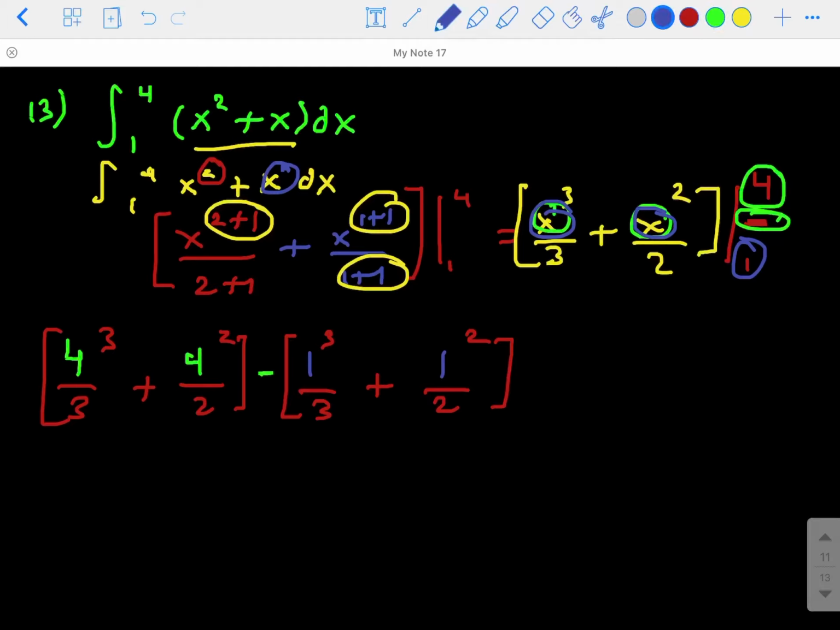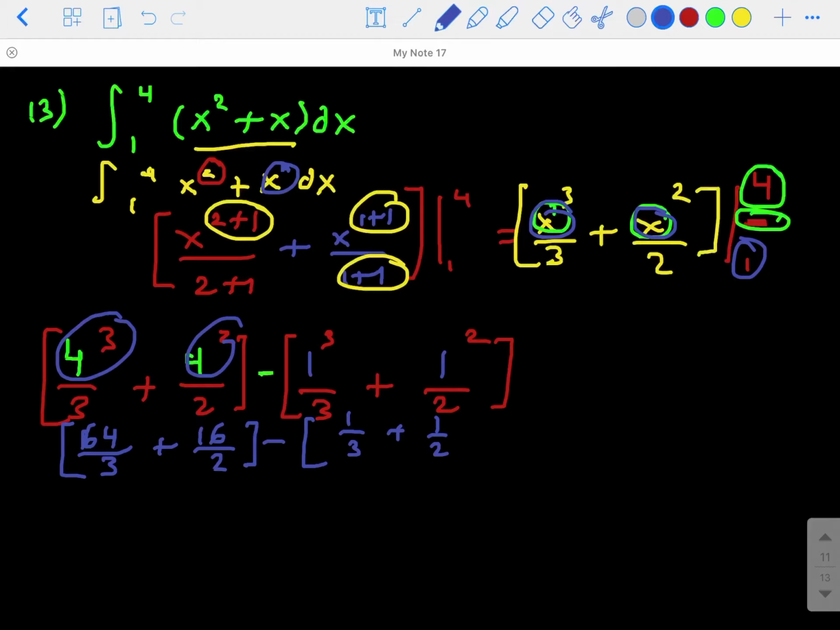And carefully work out the math. So 4 to the third is 64. 4 to the second is 16. Minus 1 to the third is 1 divided by 3, and this is plus 2. We see 3, 2, 3, 2.